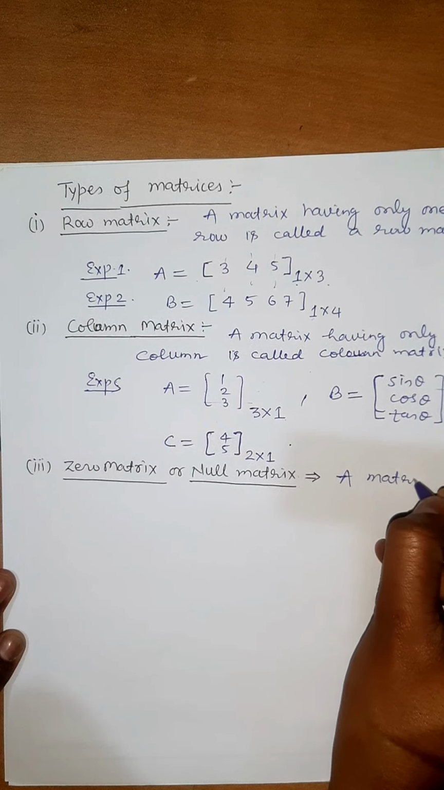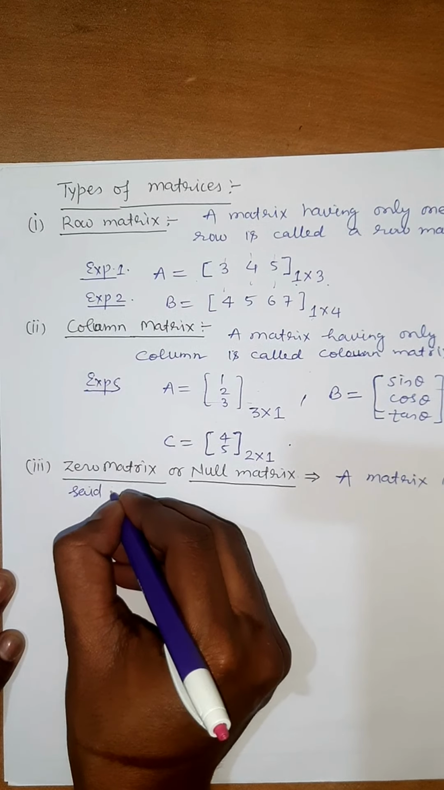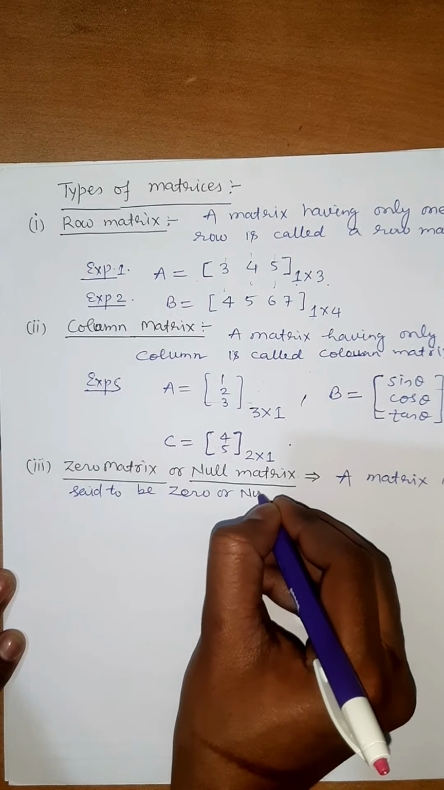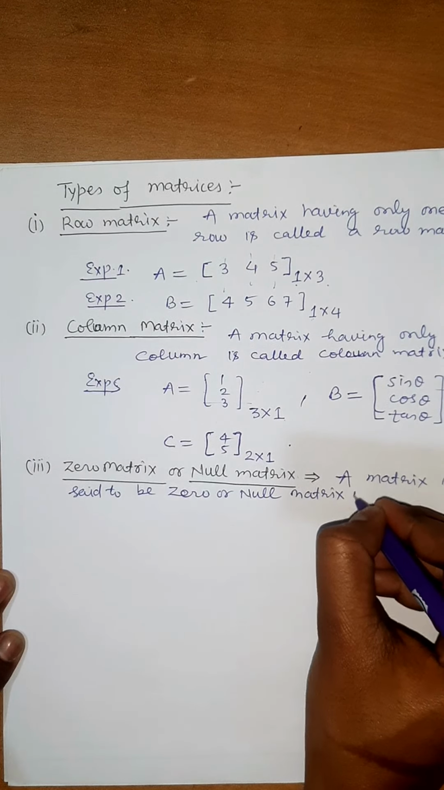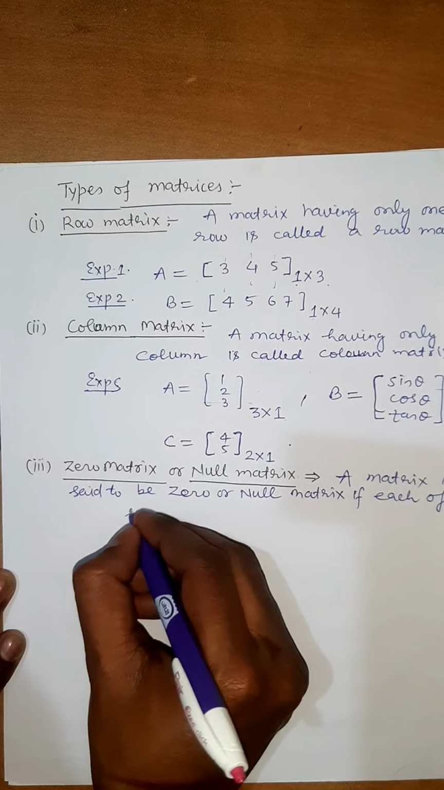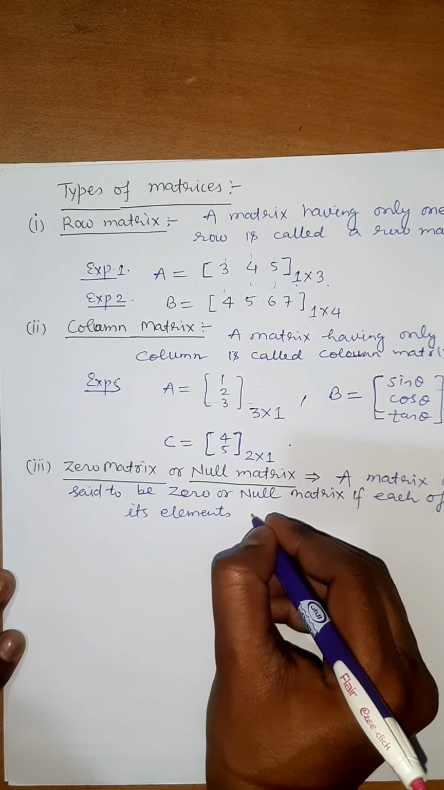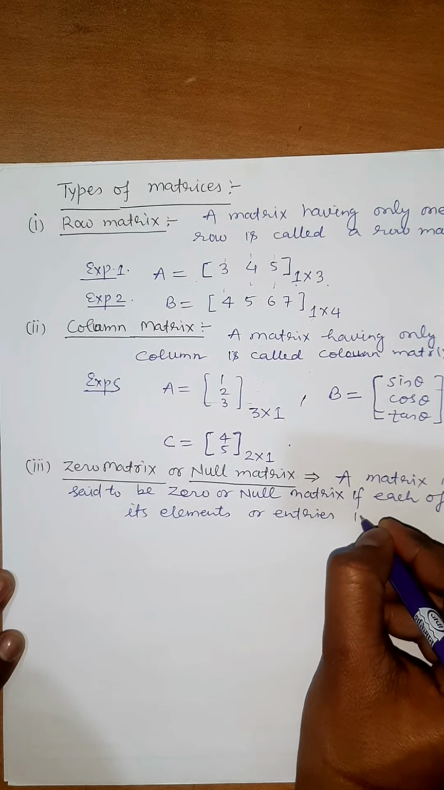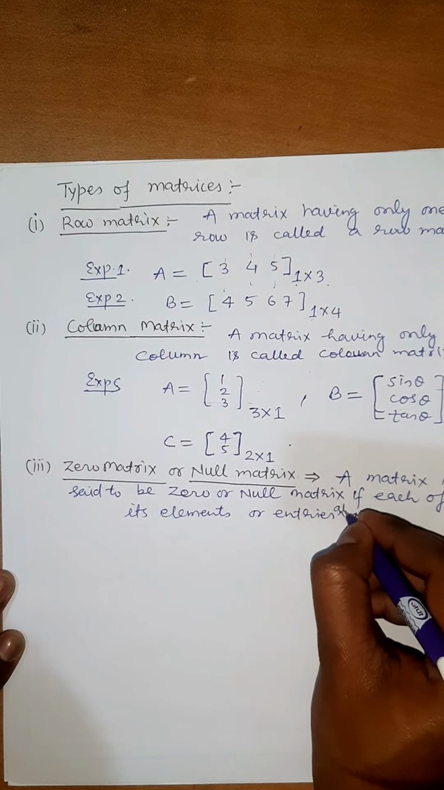A matrix is said to be zero or null matrix if each of its elements or entries are all zero.